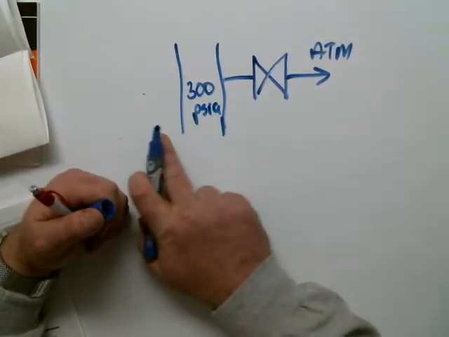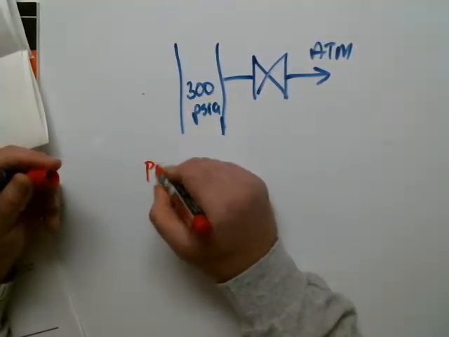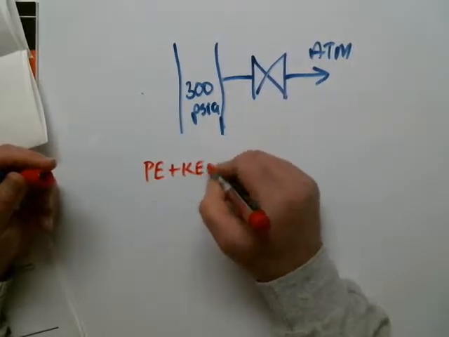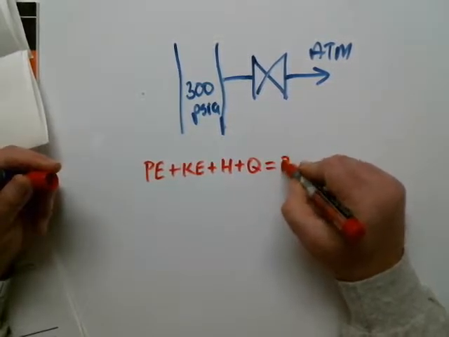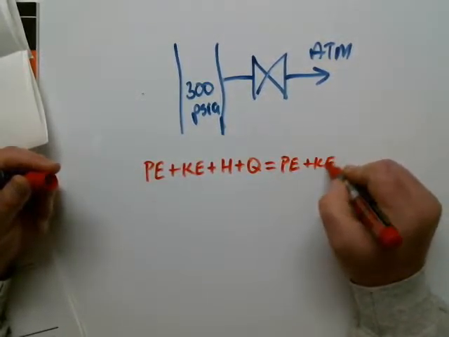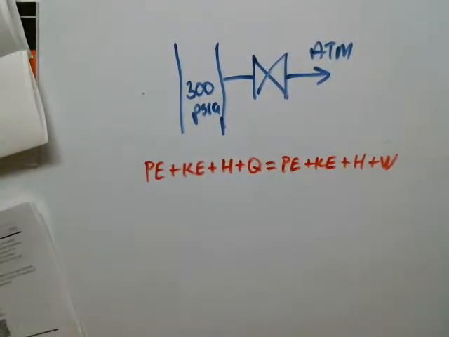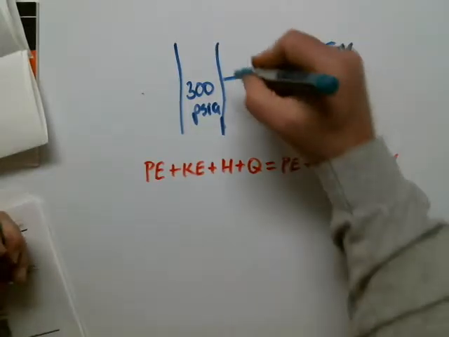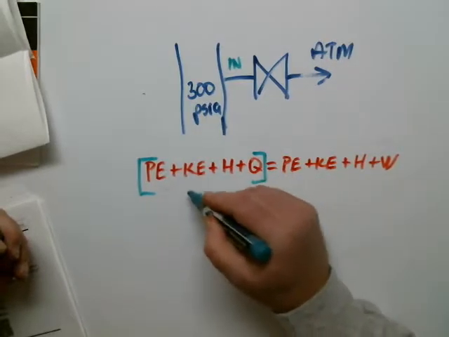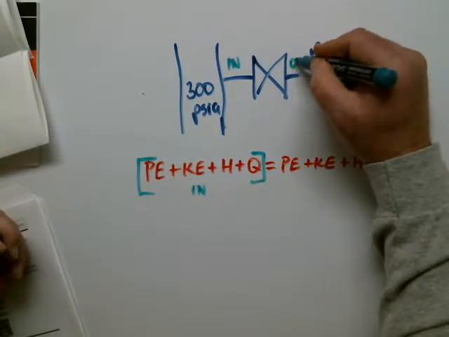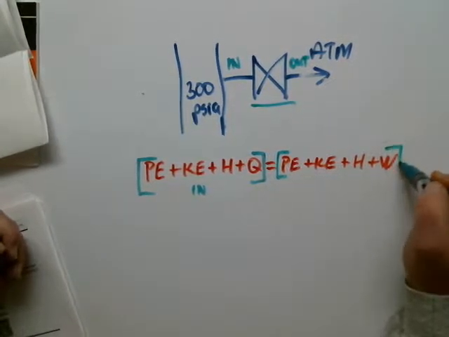If we were to apply the general energy equation to this, let's just do that. Potential energy plus kinetic energy plus enthalpy plus any heat that I add must equal potential energy plus kinetic energy plus enthalpy plus work. So let's apply that. This is the inlet, so this is inlet conditions. This is the outlet. The process occurs through that valve. So this is the outlet.